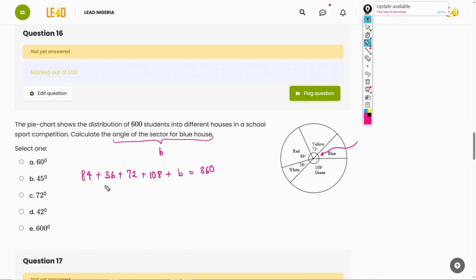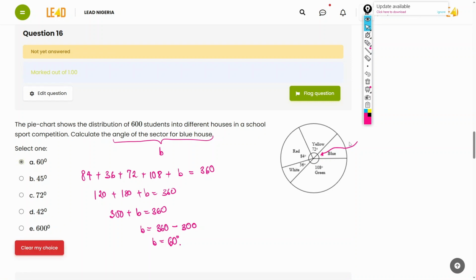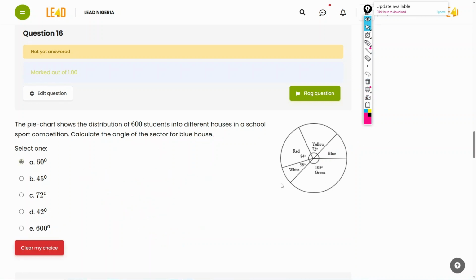All right, let's add up. 84 plus 36 is 120. And 72 plus 108 is 180. So this gives me 300. So B would be 360 minus 300, right? When you collect like terms, this is crossing the equality sign. So B is 60. So 60 degrees. That's option A. So the value for B is 60 degrees.